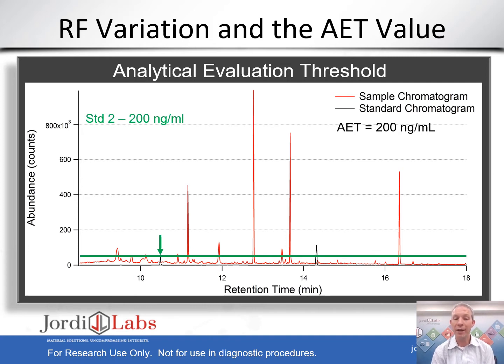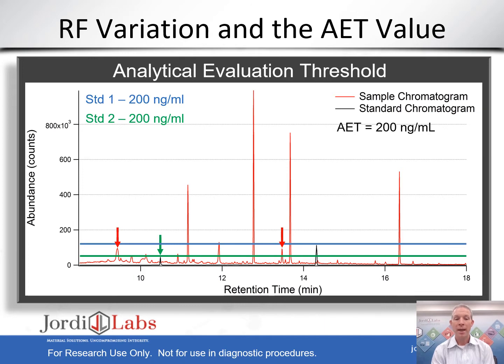If, however, we look at this second standard, it is also at 200 nanograms per mil, but you'll notice that because of response factor variation, it has a different peak height. And that means that the compounds which are considered to be above the threshold will change depending upon which of these two standards I use to set the AET level. And here we show the additional peaks that would be included if we used the poorer responding of the two standards.